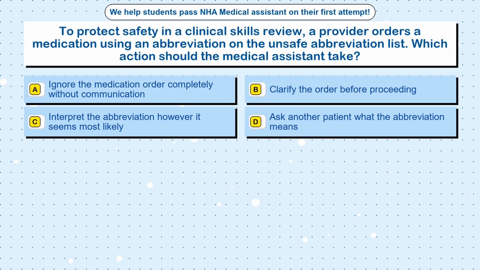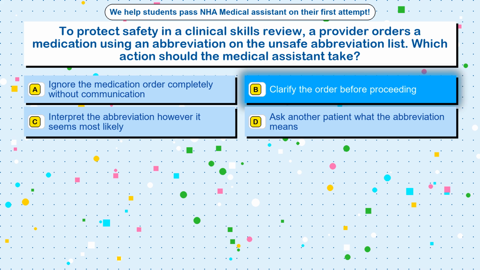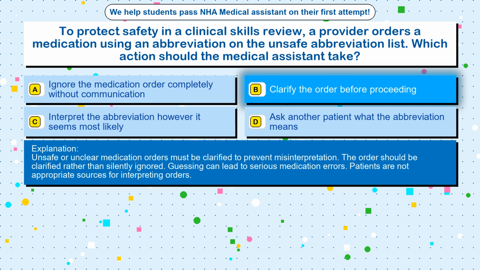Option A, ignore the medication order completely without communication. Option B, clarify the order before proceeding. Option C, interpret the abbreviation however it seems most likely. Option D, ask another patient what the abbreviation means. The correct answer is option B, clarify the order before proceeding. Unsafe or unclear medication orders must be clarified to prevent misinterpretation. The order should be clarified rather than silently ignored. Guessing can lead to serious medication errors. Patients are not appropriate sources for interpreting orders.